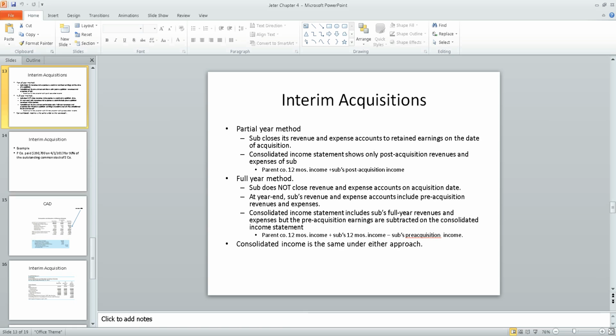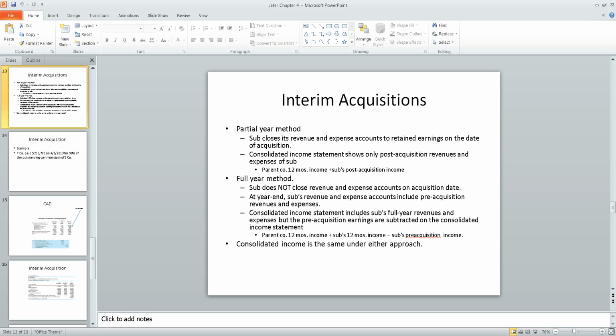So the issue in P4-14 is when an acquisition occurs at a point in time other than the first day of the year. There's two methods of handling this: the partial year method and the full year method. The partial year method is really simple. The sub that was acquired closes its revenue and expense accounts to retained earnings on the date of the acquisition and starts out with clean, zero balances in the revenue and expense accounts post-acquisition, so that the consolidated income statement only shows the post-acquisition revenues and expenses of the sub for that first year in which the acquisition occurs.